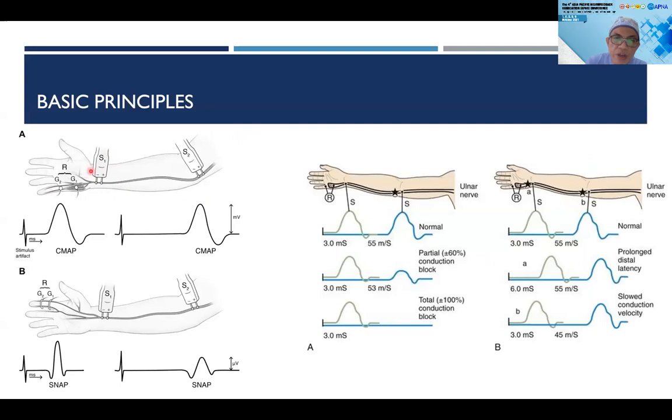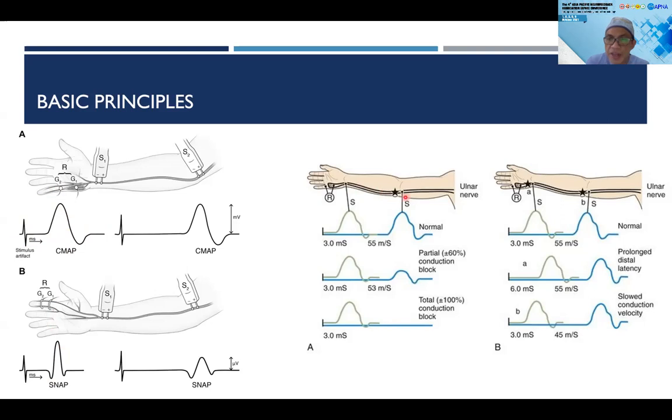If you give the stimulus here, and this is the recording site, there will be a compound motor action potential. There will be a latency between the stimulus and the appearance of the CMAP. Because the motor unit is larger than the sensory unit, the action potential on the motor will be larger compared with the sensory.